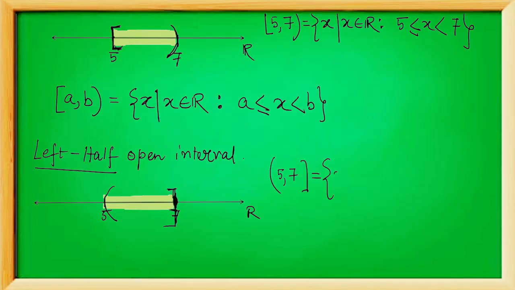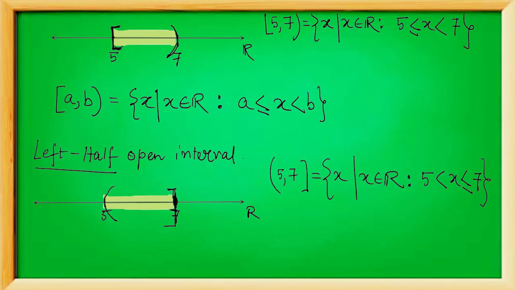So this is x such that x belongs to R, and x is obviously greater than 5. It does not include 5. x cannot be equal to 5, and it can be equal to 7. It is less than or equal to 7. So this is how we can write. This is how we can denote this in the general form. This is open at the left and closed at the right.